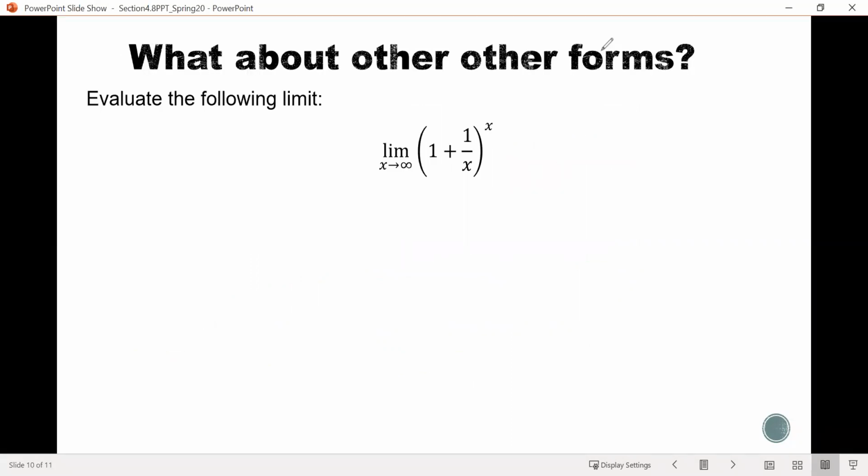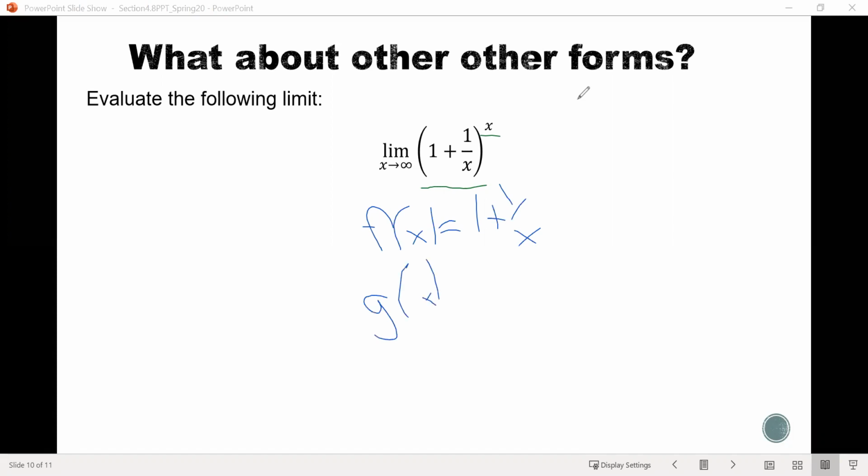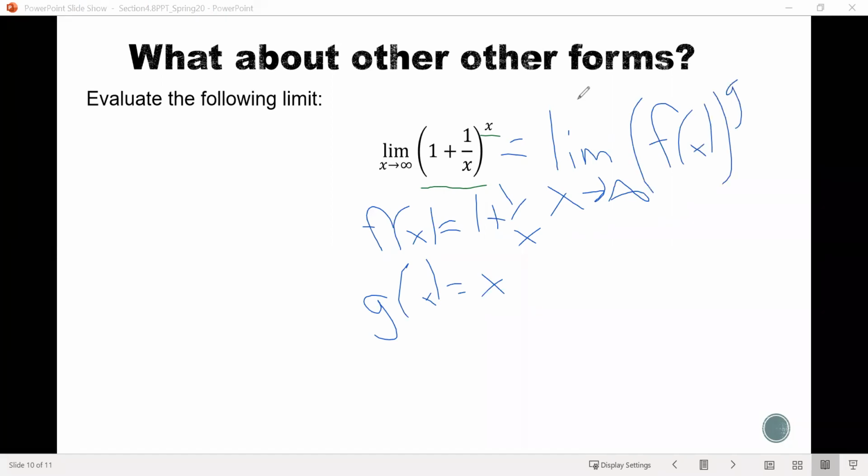Okay, so let's apply that to this function, or this limit here. So notice we have the limit as x goes to infinity of 1 plus 1 over x raised to the xth power. And we can think of this if we say that our lower function f of x is 1 plus 1 over x, and our upper function g of x is x, then what we really have here is the limit as x goes to infinity of f of x raised to g of x, right? And so let's take those two limits separately, the limit of the f of x and the limit of the g of x, and see what we get.